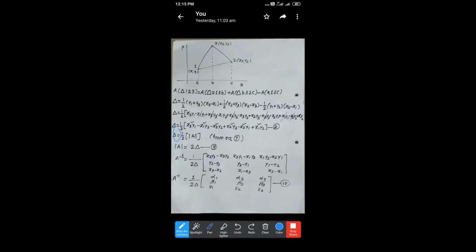So I will calculate area. Area is given by half into mod of A. Half into mod of A you need to take, that is, mod of matrix A. Then what is that matrix A?